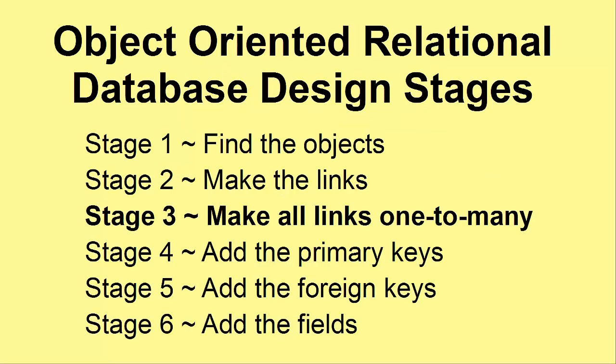But before I do, let me just recap quickly on what we've seen so far. So far we've had a look at the original problem, which was designing a database system for a second-hand bookshop. The first stage was to find the objects. The second stage was to make the links between those objects. And this, the third stage, we're going to make all links one to many. That's important. We need that for a proper relational database design. So let's see where we left off.